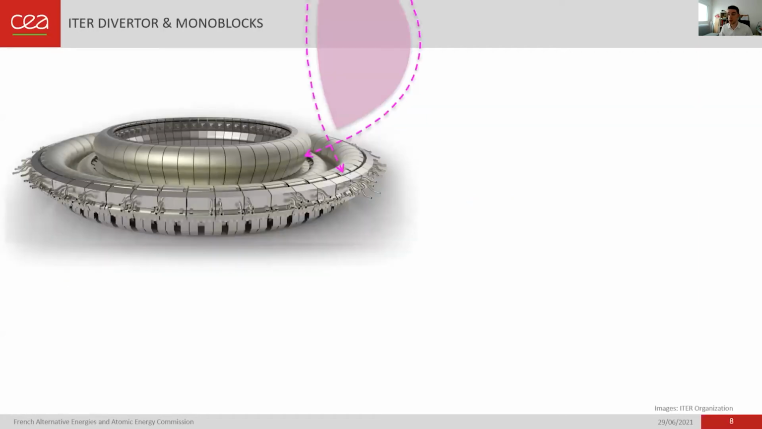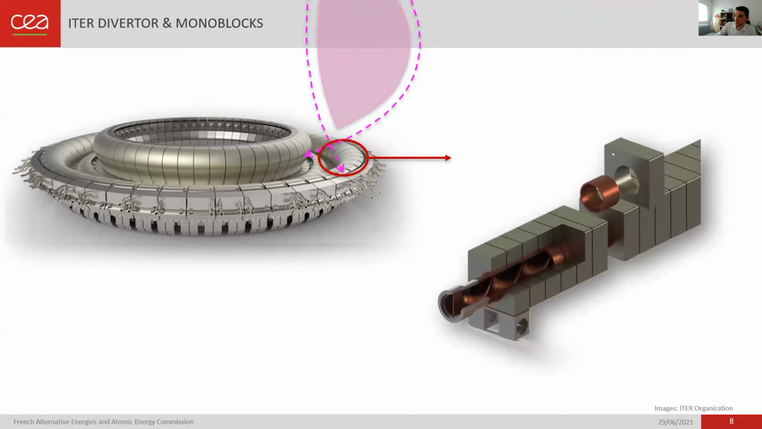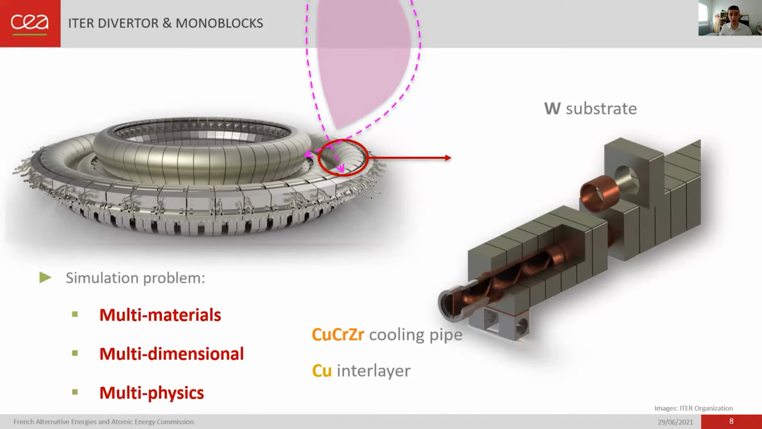Right. Going back to our divertor. When we take a close look at this divertor, it's made of plenty of tiny bricks like this, which are made mainly of tungsten. So there's a tungsten substrate with a copper cooling pipe running through and a copper interlayer for compliance. And so to model these kinds of components, we had to develop a new code, which is called Festim.